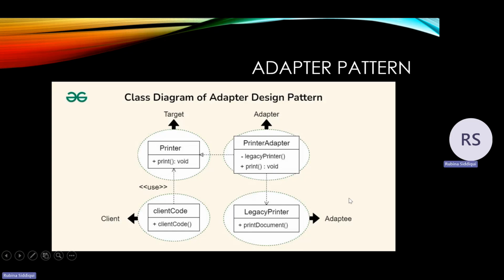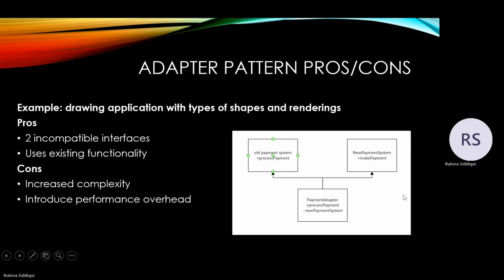So the adapter pattern allows incompatible interfaces to work together. It acts as a bridge between 2 incompatible interfaces. Integrating a new payment system into an existing e-commerce platform is an example that I thought of. This one's interesting too because you can see the client side, you can see the target, and the legacy adaptee. For this one, the example I chose was like a drawing application with types of shapes and renderings.